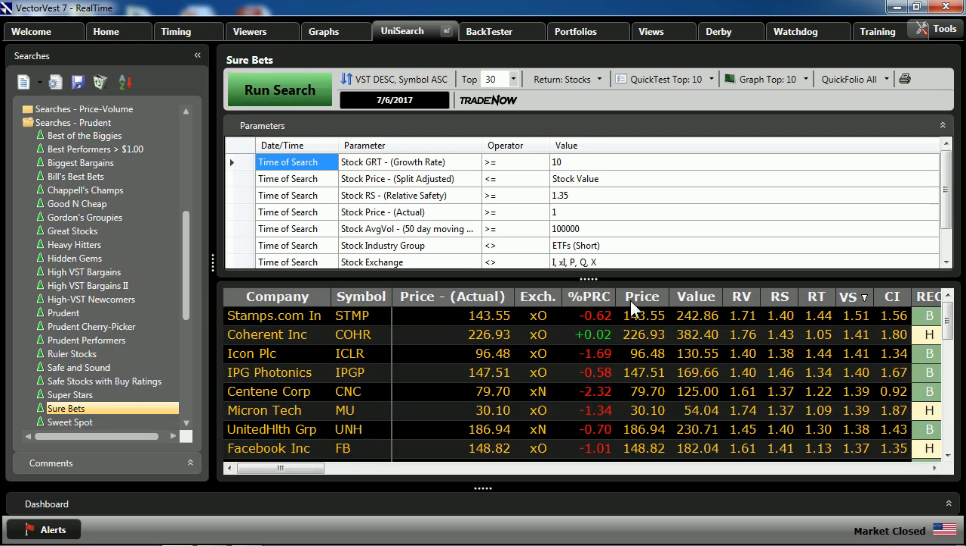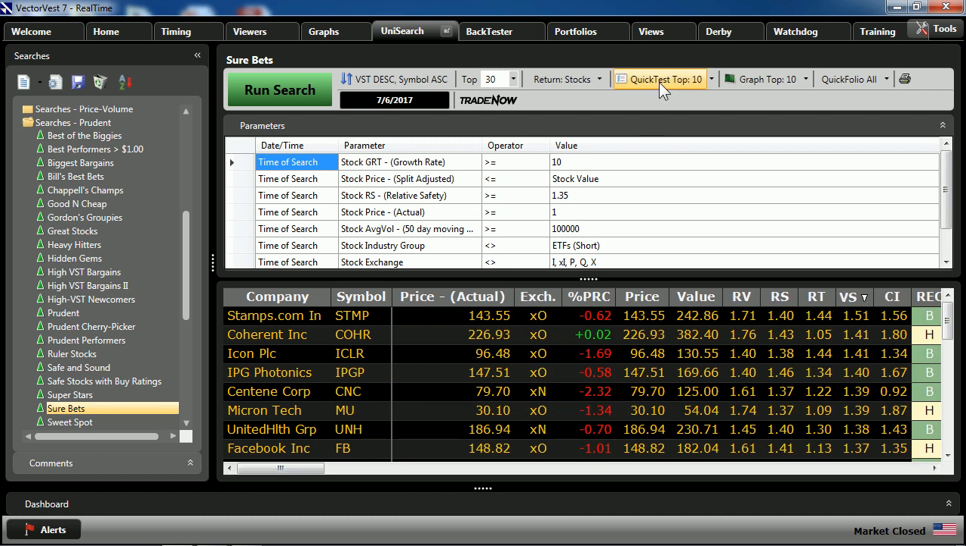If I run that search, notice what types of stocks this search finds. High RV, high RS. All of these stocks are undervalued. Prices are all less than their value. And that's actually built in the search itself. The search is looking for a stock price less than the value. All of these stocks are rising in price as well.